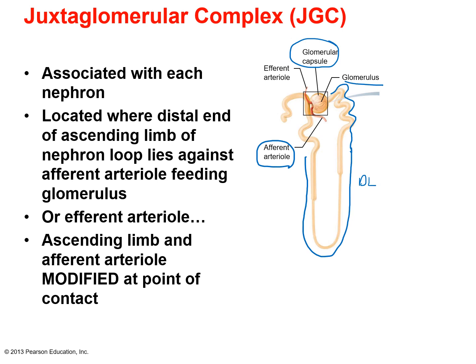So then running back up on this side, you would have your ascending limb of your nephron loop. And where the ascending limb of the nephron loop comes into contact, right here where the box is, with the afferent arteriole, that is going to be a specialized region called the juxtaglomerular complex. The ascending limb of your nephron loop and the afferent arteriole are going to be modified at this point of contact to form this juxtaglomerular complex, or JGC.